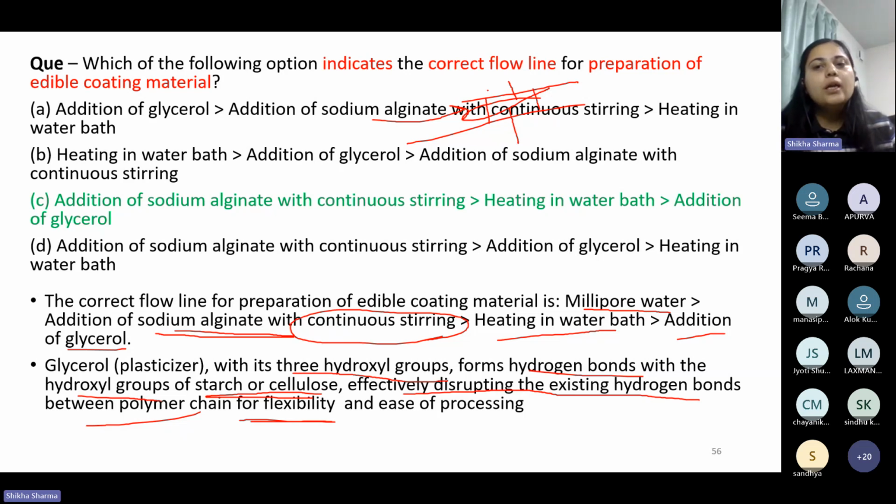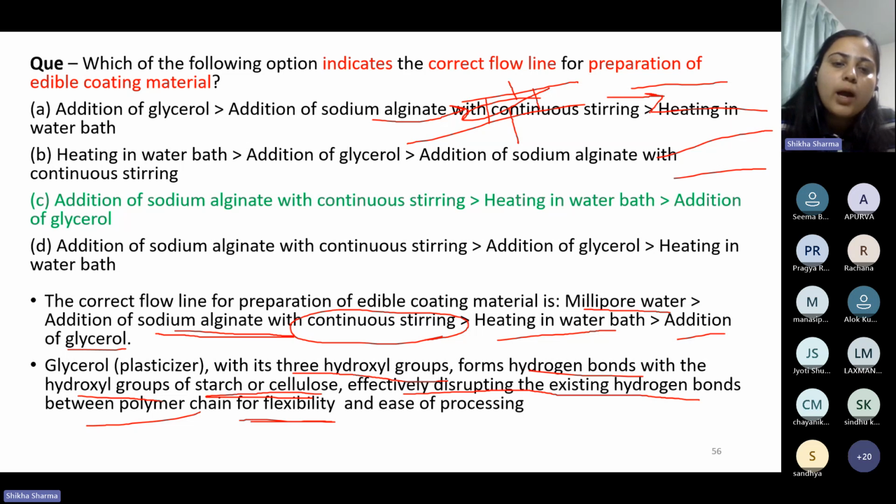The plasticizer will go inside the intact structure, the crystalline structure of the polymer. It will go into the free space and increase the volume, and because the plasticizer is now forming bonds with the polymer chains, flexibility will increase, and it will also be easy to process the polymer.